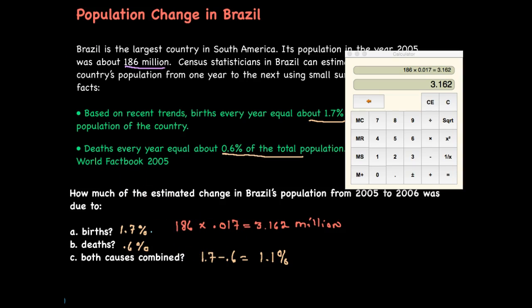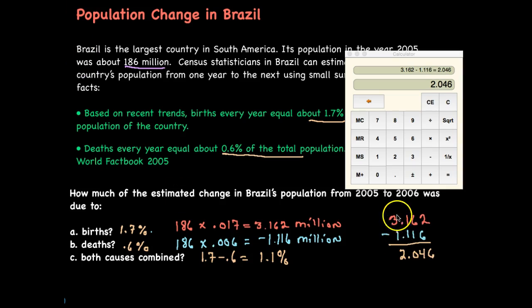How about deaths? When I consider deaths, I have to consider that this is a decrease in population. So I took 186 million people times, now this time it's 0.006, because remember I have to divide by 100, so the decimal moves to the left 2 places, and I get 1.116 million here on my calculator. But I'm putting a minus here because this is a decrease in population. Now I can just combine these two in order to figure out what both causes are combined. So let's do that, and then we'll compare it to calculating a third way.